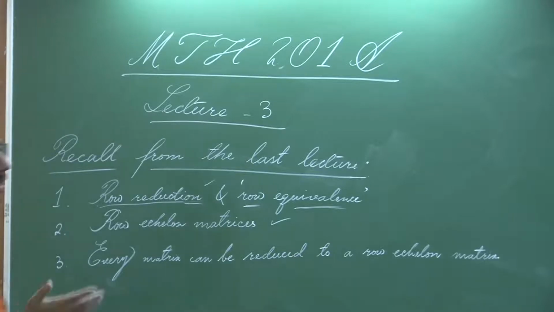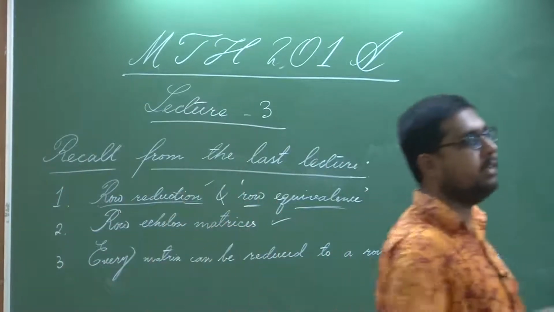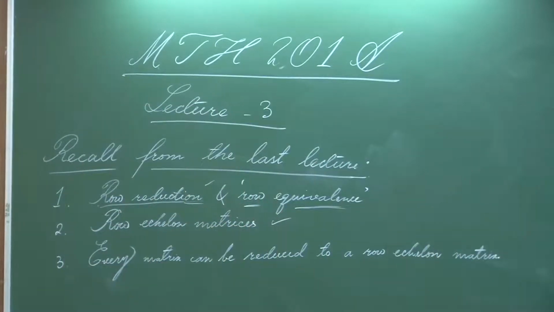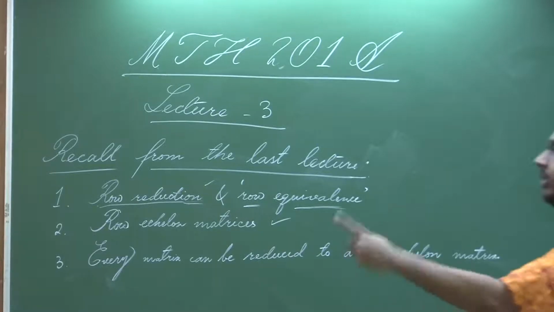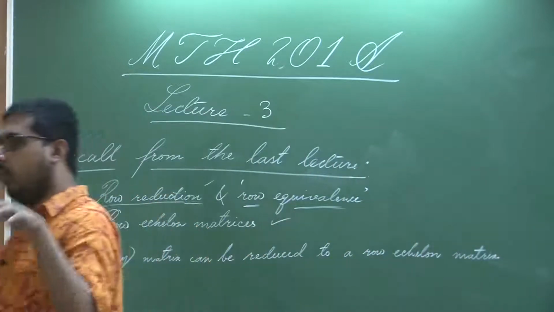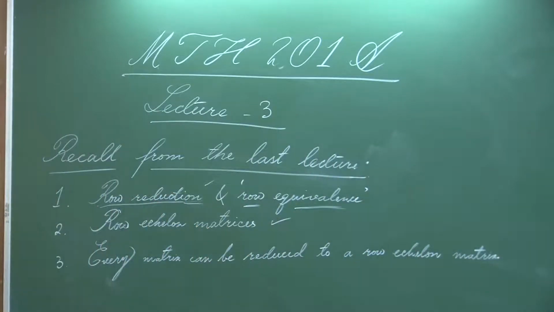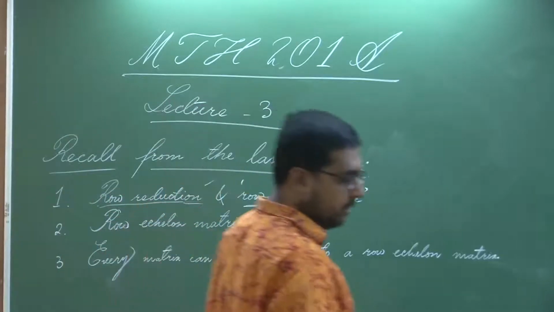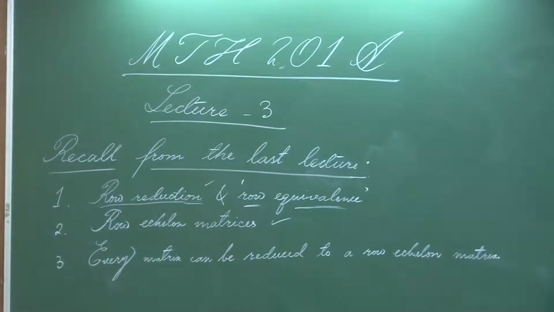So, we need to show that this cannot happen. That is, given a matrix, we have to show that it is equivalent, in the sense of row equivalence, to one and only one row echelon matrix. One part we have done, that it is equivalent to one row echelon matrix. Now, we need to prove that it is unique. So, before we do that, let me show you something.